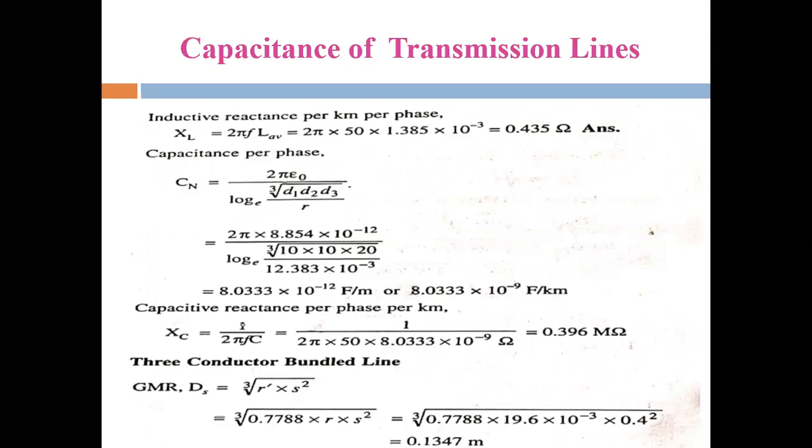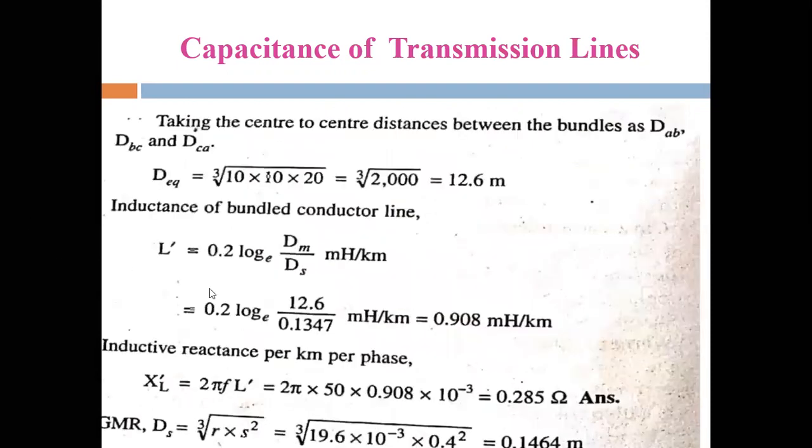Then we calculate the capacitance Cn. Therefore Cn is equal to 8.033 into 10 power minus 9. After calculating the capacitance, we calculate the capacitive reactance Xc. Therefore Xc is equal to 1 by 2 pi F C, where F is the supply frequency and C is the capacitance, that is 8.033.